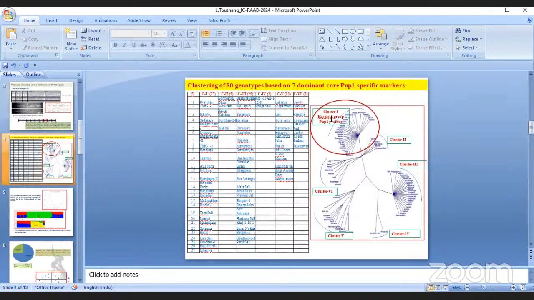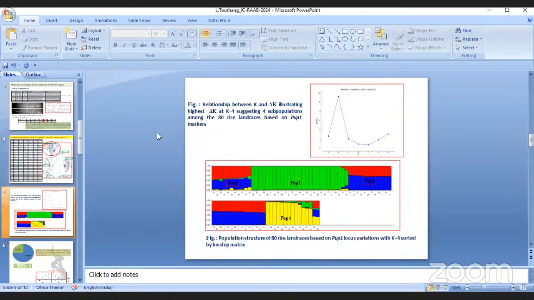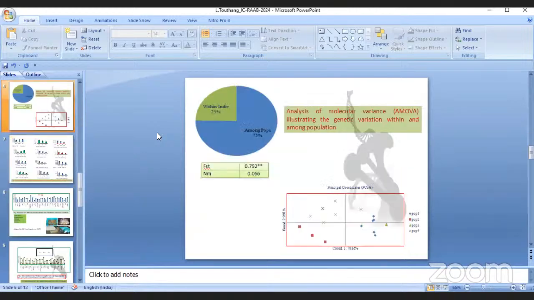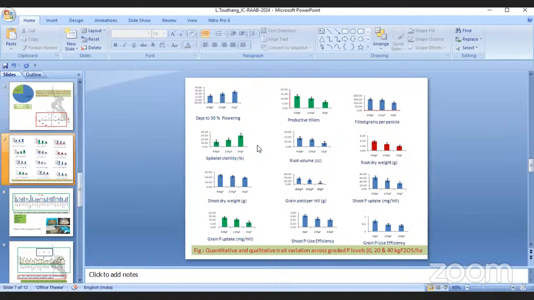So this is the cluster analysis based on the PUB1 markers. Here cluster 1 is the PUB1 positive genotypes group, where 27 genotypes were found to be positive for PUB1. In the population structure analysis, the population grouped into 4 subpopulations. Based on this population data, analysis of molecular variance was done. Here we can see that 25% of the variation was attributed to among individuals, while 75% of the variation was attributed to among populations.